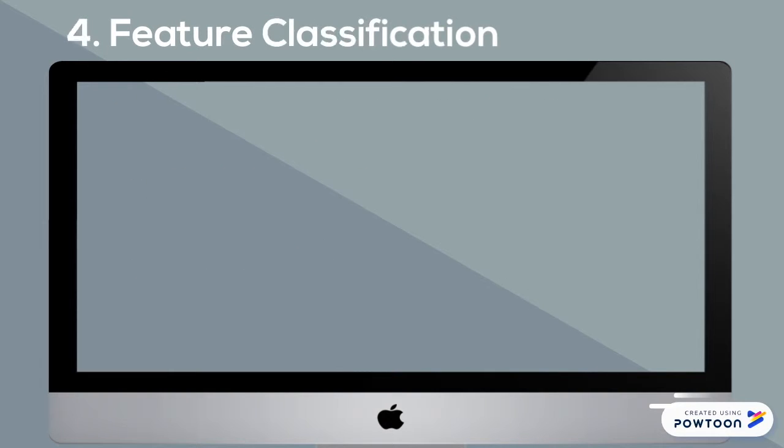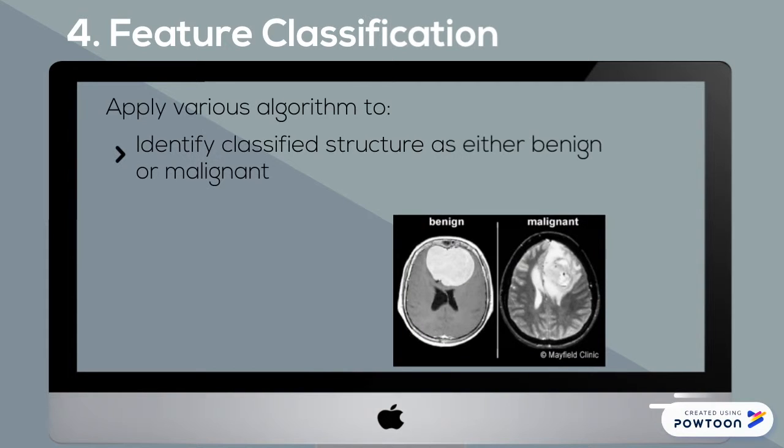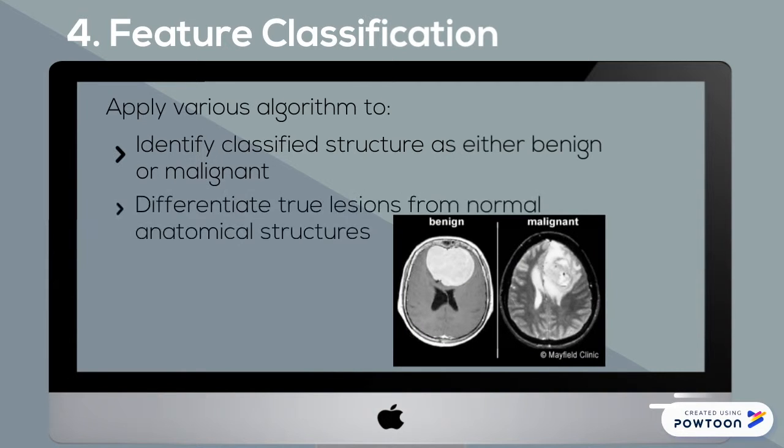The final step is feature classification. In this step, the goal is to apply various algorithms to classify whether the identified structure is benign or malignant. The algorithms also differentiate true lesions from a normal anatomical structure.